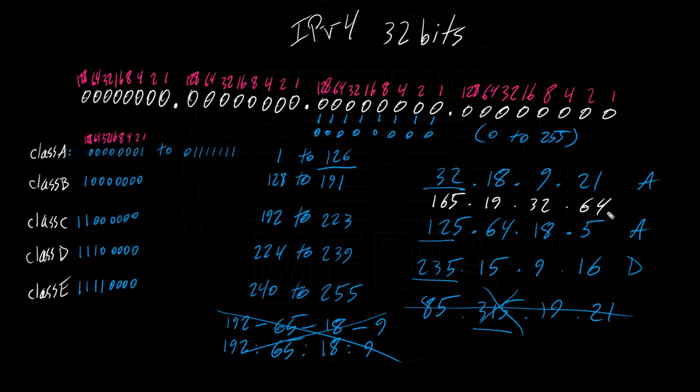165.19.32.64. If you said class B, that's correct, because looking at the first octet, 165 falls into this range between 128 to 191, and that is for class B.